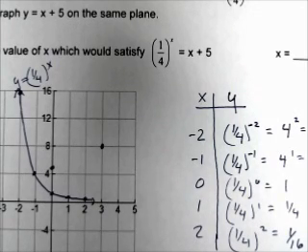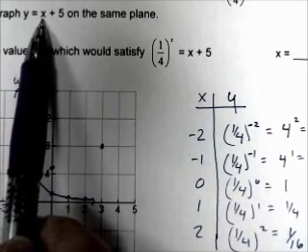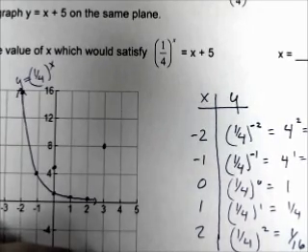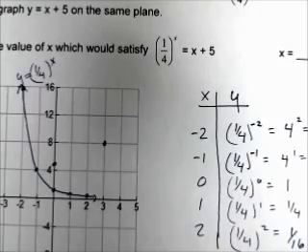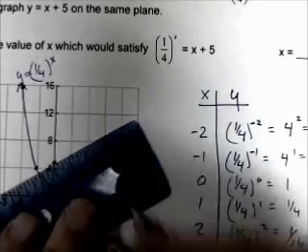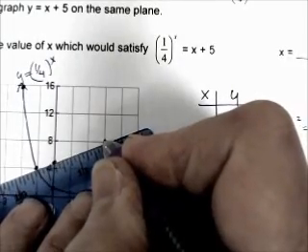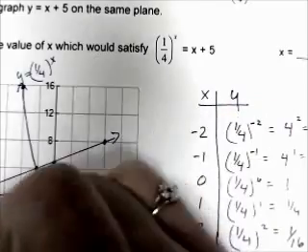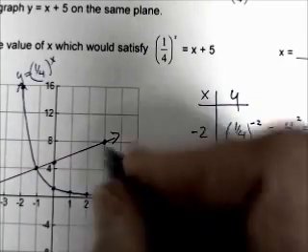If I wanted to put negative 5 in for x, negative 5 plus 5 is going to be 0. So negative 5, 0. And let's see if I connect these points. Here we have the graph of our line, y equals x plus 5.